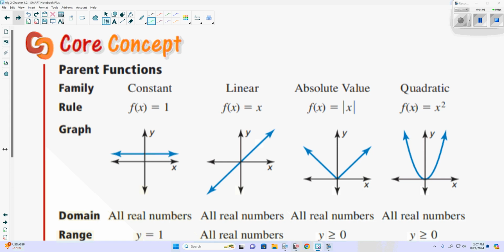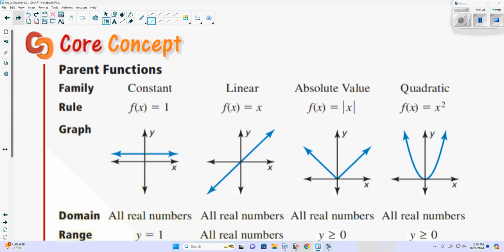Now, constant, we can apply transformations to it. It's just a line. It's just a number. So there's not a whole lot we can do to it. We can move it up. We can move it down. And that's about it. There's really nothing else we can do to it. Linear and absolute value and quadratic are the main ones we're going to focus on.